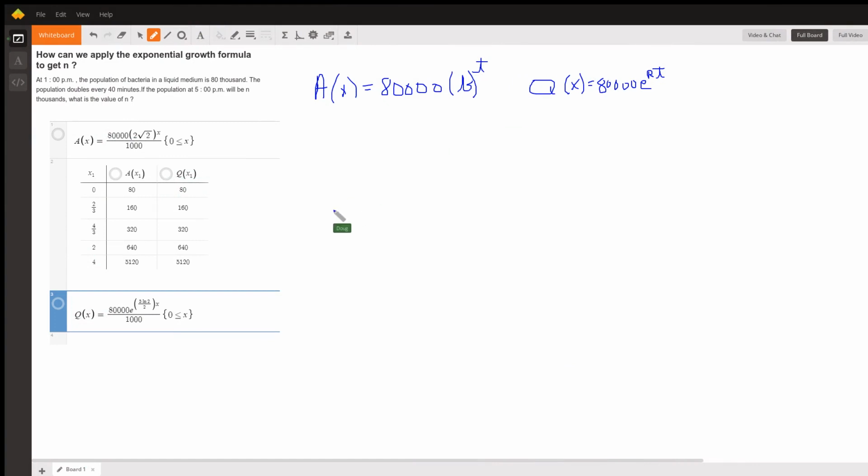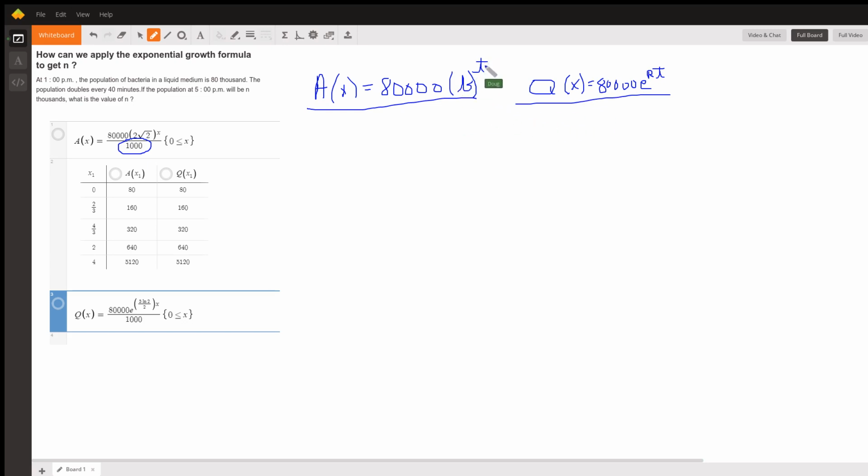So there's two ways to set up your exponential growth function in order to solve this problem. On this diagram, this table over here, we can see that when the time is 0, the initial population is 80,000. I've divided by 1,000 here so that we're in thousands instead of 80,000. But we're starting with these two possible formulas, but we still have one unknown.